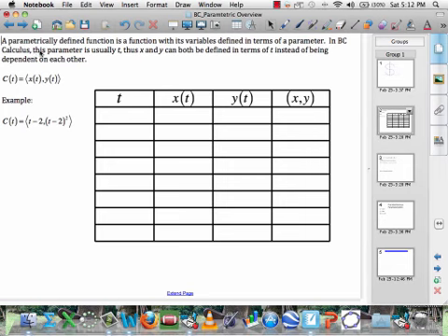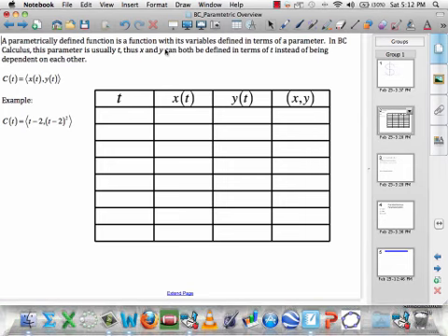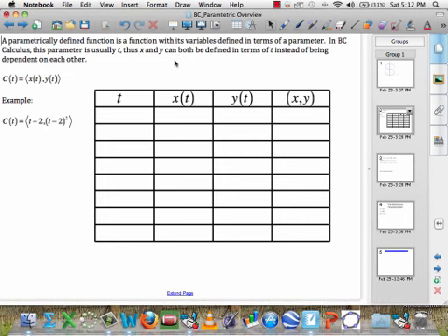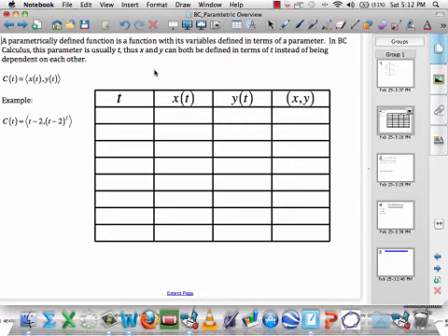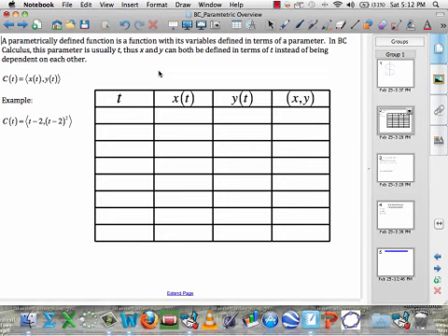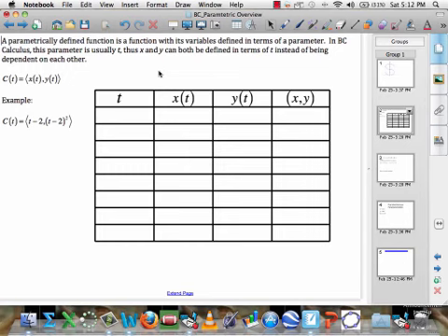So, a parametrically defined function is a function with its variables defined in terms of a parameter. In BC Calc, this parameter is usually t, so x and y will both be defined in terms of t instead of being dependent on each other. So what that means is we're going to draw some curves whose x and y coordinates are determined by a third variable, which we call a parameter. And in general, that's t.